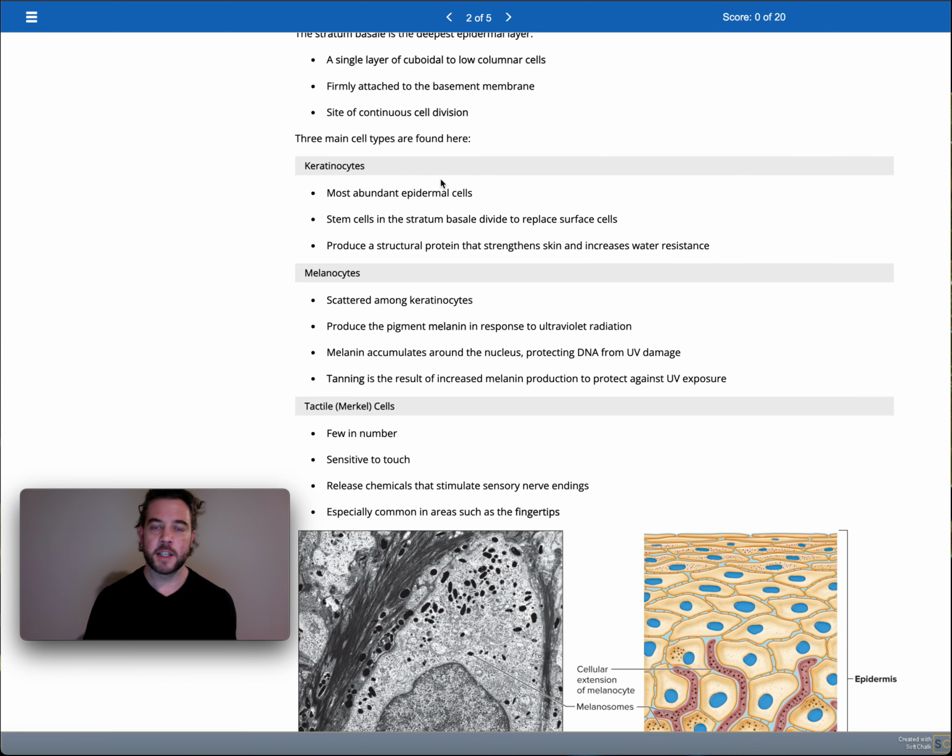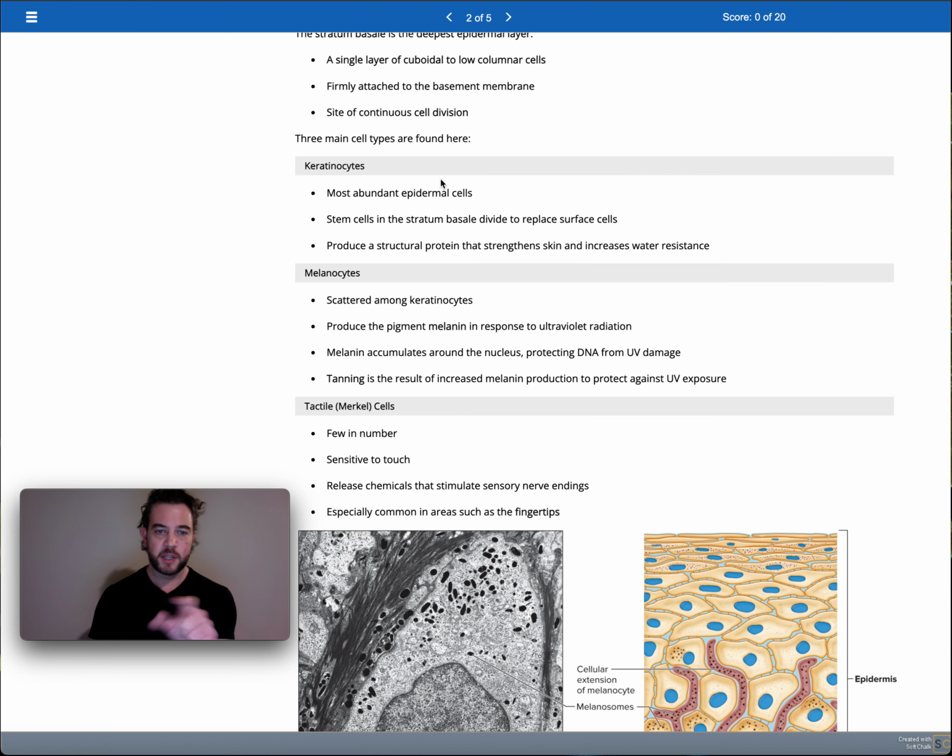Keratinocytes, however you want to say it. Again, just remembering naming conventions. Cyte is cell, keratino, keratin. So these are cells that produce keratin. These are cells that are going to be the most abundant cells. They're going to be the ones that are replacing the surface cells. They're actually going to be dividing and replacing the surface cells. And they're making that protein keratin. Again, that's giving everything its structure. So when you're looking at an epidermal cell layer, the stratum basale layer, you're mostly seeing keratinocytes. Those are the ones that are going to become the actual layers of the epidermis.